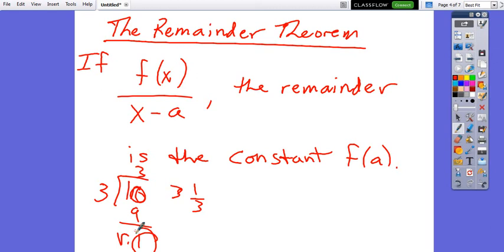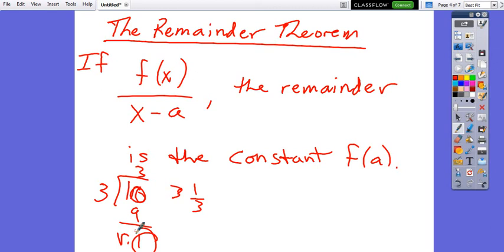Right? Whatever is inside parentheses is what's being plugged into that function for x. So where does this a come from? It comes from x minus a, right? So what does a do to x minus a? If I plug in a for x, what does it do? A minus a is 0.